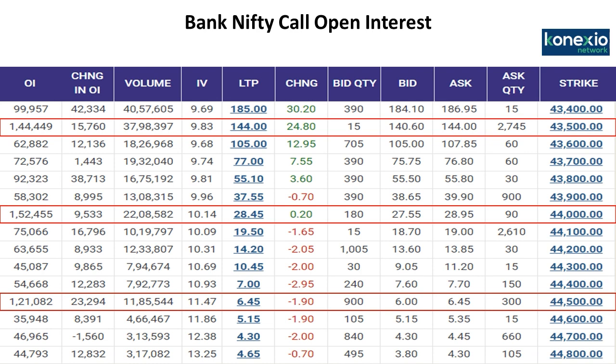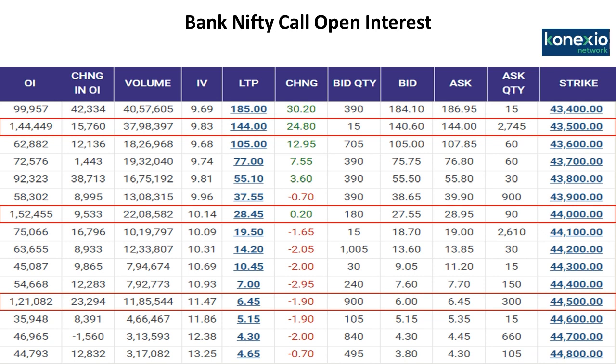Looking at this particular data, we feel that on an immediate basis, 43,500 could act as an immediate resistance, or 43,400 also, because there is a lot of strong volume concentration over there, and after that there is a strong concentration of open interest at 43,500. So we will take 43,500. Once it breaks 43,500, then there are chances that Bank Nifty can scale up to 44,000 and above that 44,500. So definitely looking at this data, it seems to be bullish. Any dips should be used as a buying opportunity.